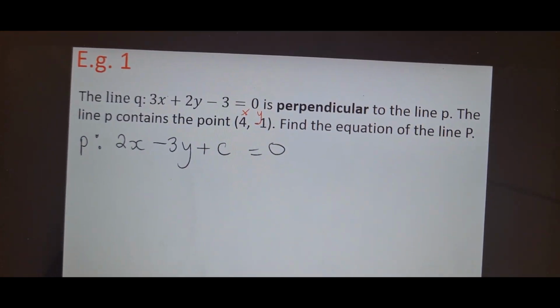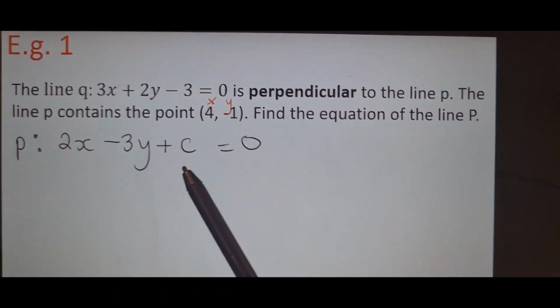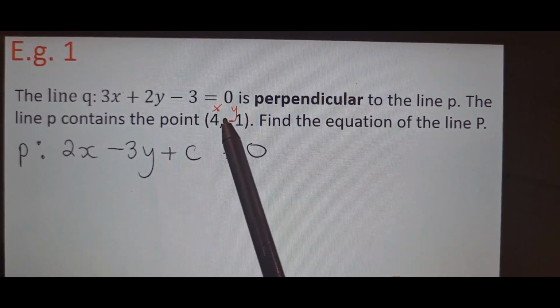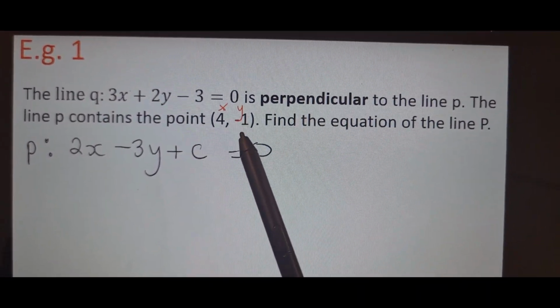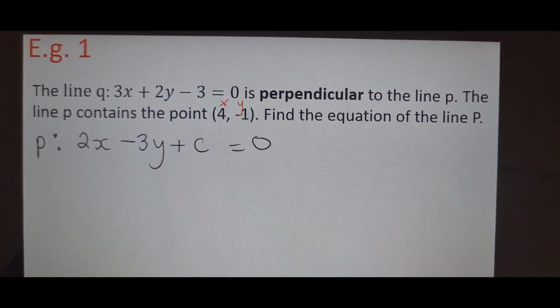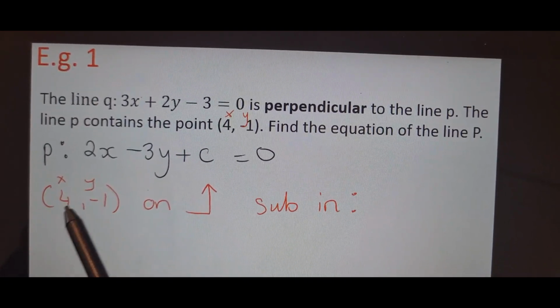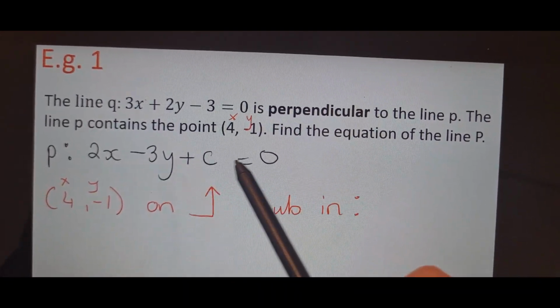If that's all you did, you're getting marks. But I need to figure out what c is. I can't just leave it as an unknown constant, okay? So now, the point 4, -1, they said, was on that line P. If a point is on a line, it should sub into it and solve it. So I am now going to sub 4, -1 into that equation and let it equal 0.